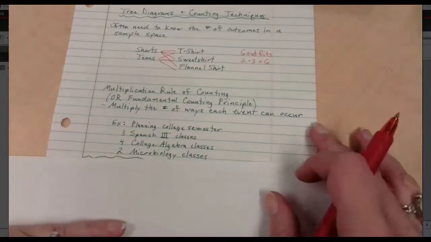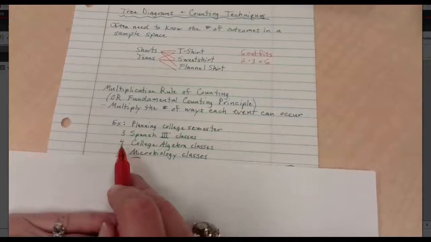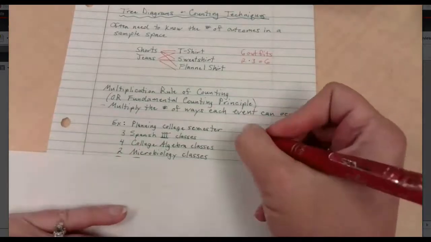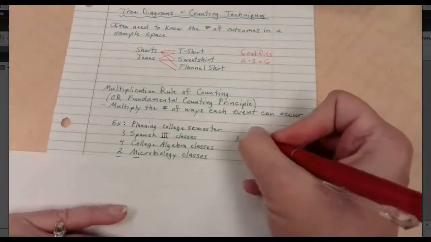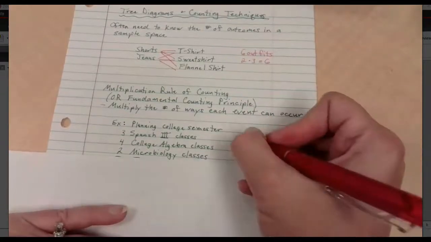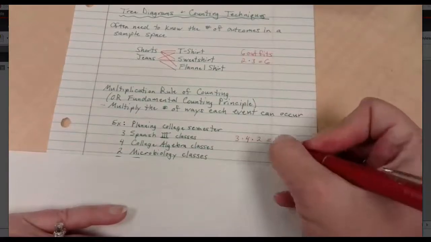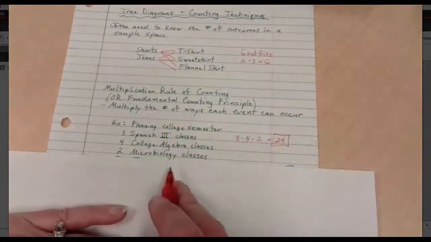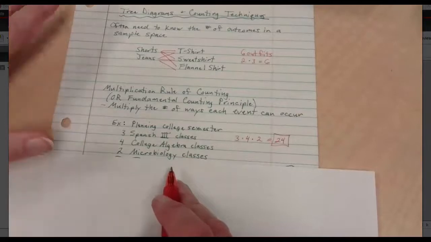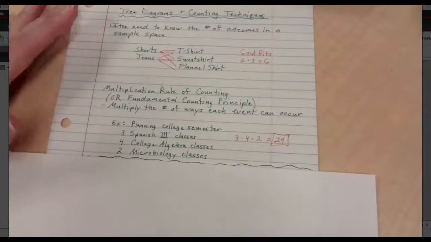Did you pause? I hope so, because that wasn't a tragedy right there. We have 3 events, and we're multiplying the ways each one can occur. So there's 3 options for the first event, there are 4 options for the second event, and there are 2 options for the third event. Multiply, multiply, multiply. That means that there are 24 grand total ways that you could put this schedule together. Alright, so that is one way of looking at things that is kind of nice.